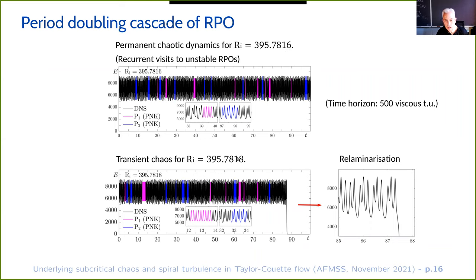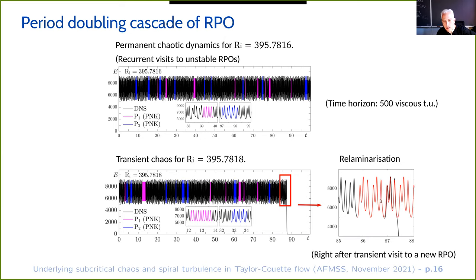A very small increase in this Reynolds number may lead to relaminarization, to transient chaos, which is, for example, what I'm showing you here. I must tell you that these time integrations were carried out for very long time horizons, more than 500 viscous time units, in order to confirm permanent or transient chaos. But what we observe is that just before the relaminarization, the chaotic attractor seemed to visit an orbit which was not P1 or P2, but seemed to be a P3. I mean, an orbit that has nearly three times the period of the original P1.